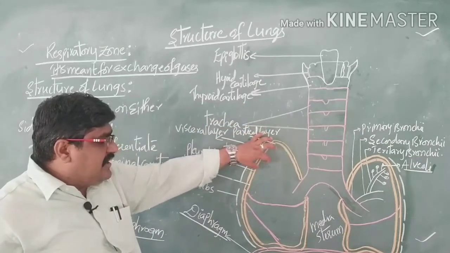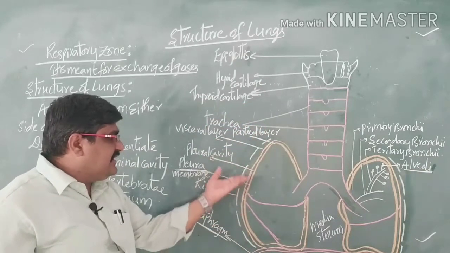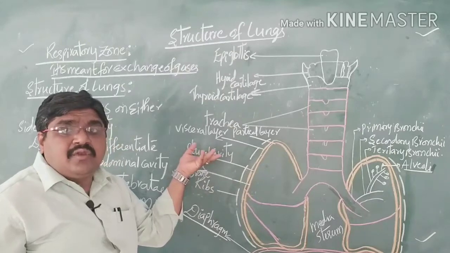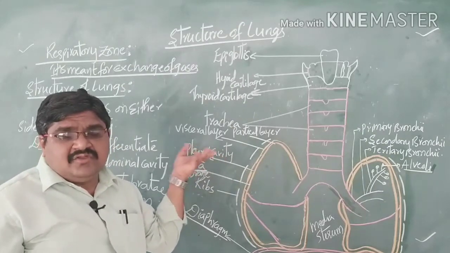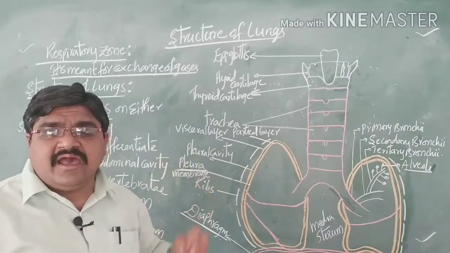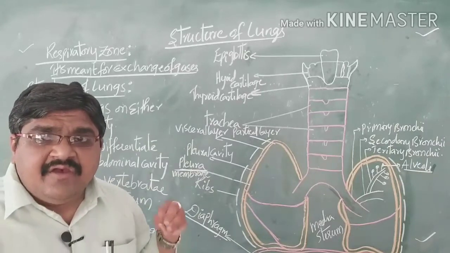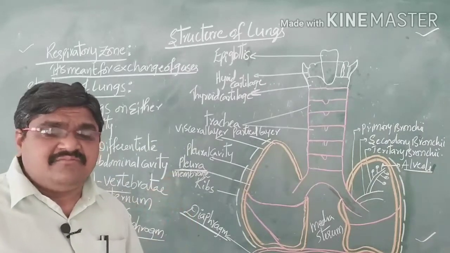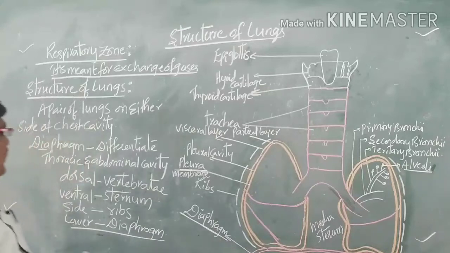In between the outer and inner layers there is a cavity. That cavity is called the pleural cavity. This pleural cavity is filled with a fluid called the pleural fluid, which performs important functions.